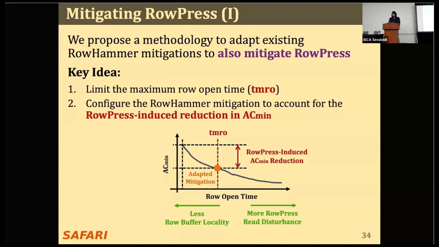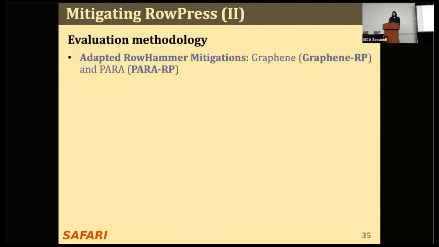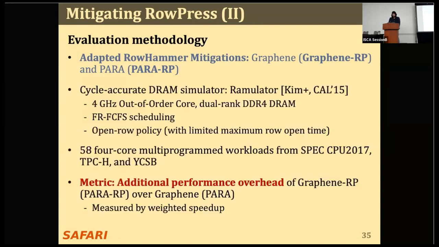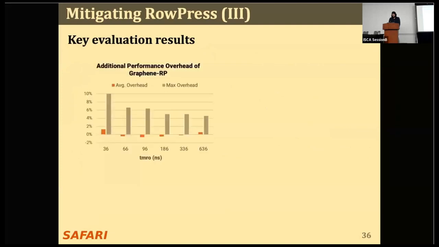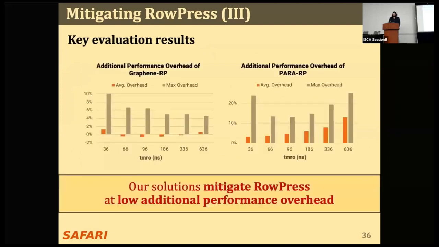We evaluate our methodology on two existing RowHammer mitigations, Graphene and PARA, using Ramulator. The key metric we are looking at is the additional performance overhead of the adapted mitigations over the original ones. Our evaluation results show that we can mitigate RowPress at low additional performance overhead.